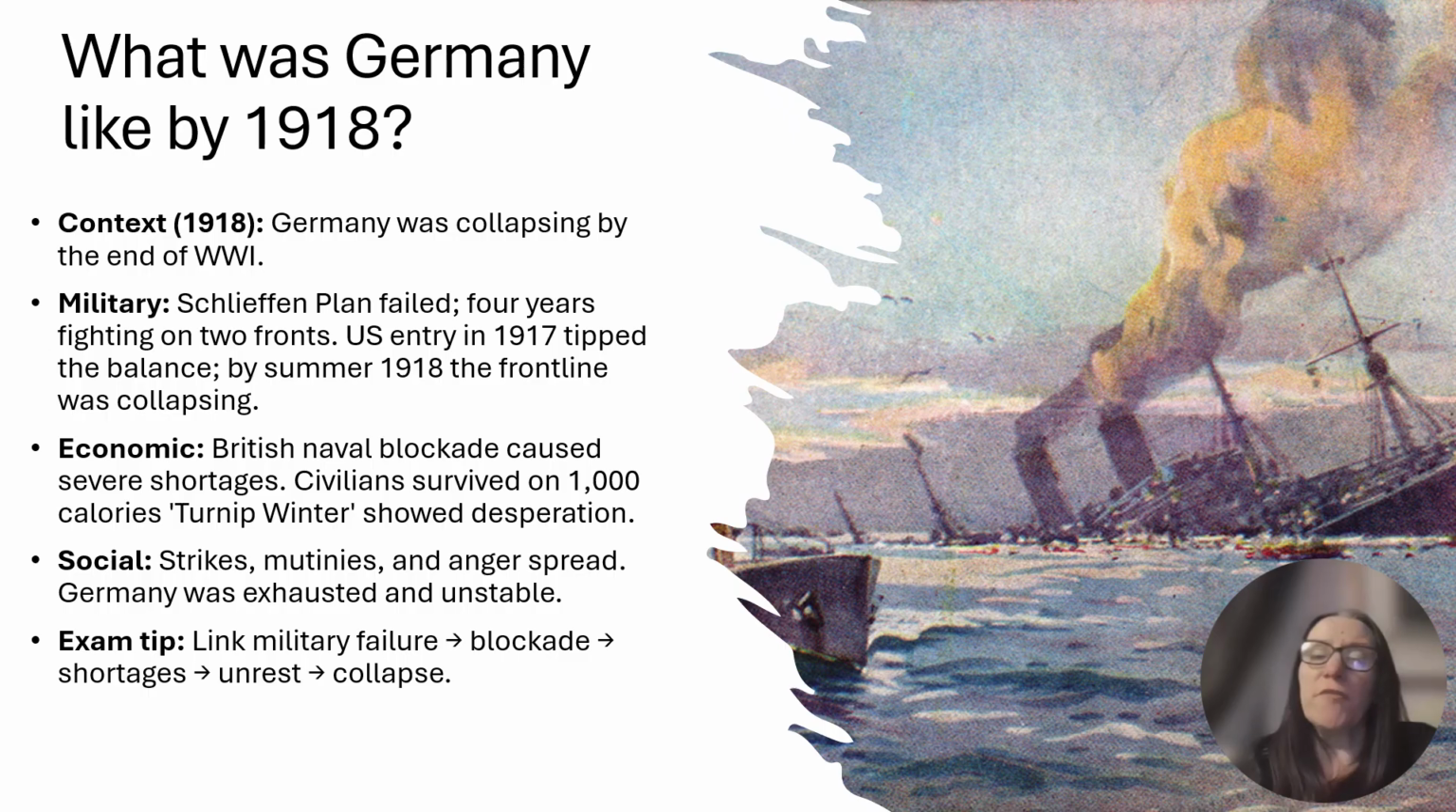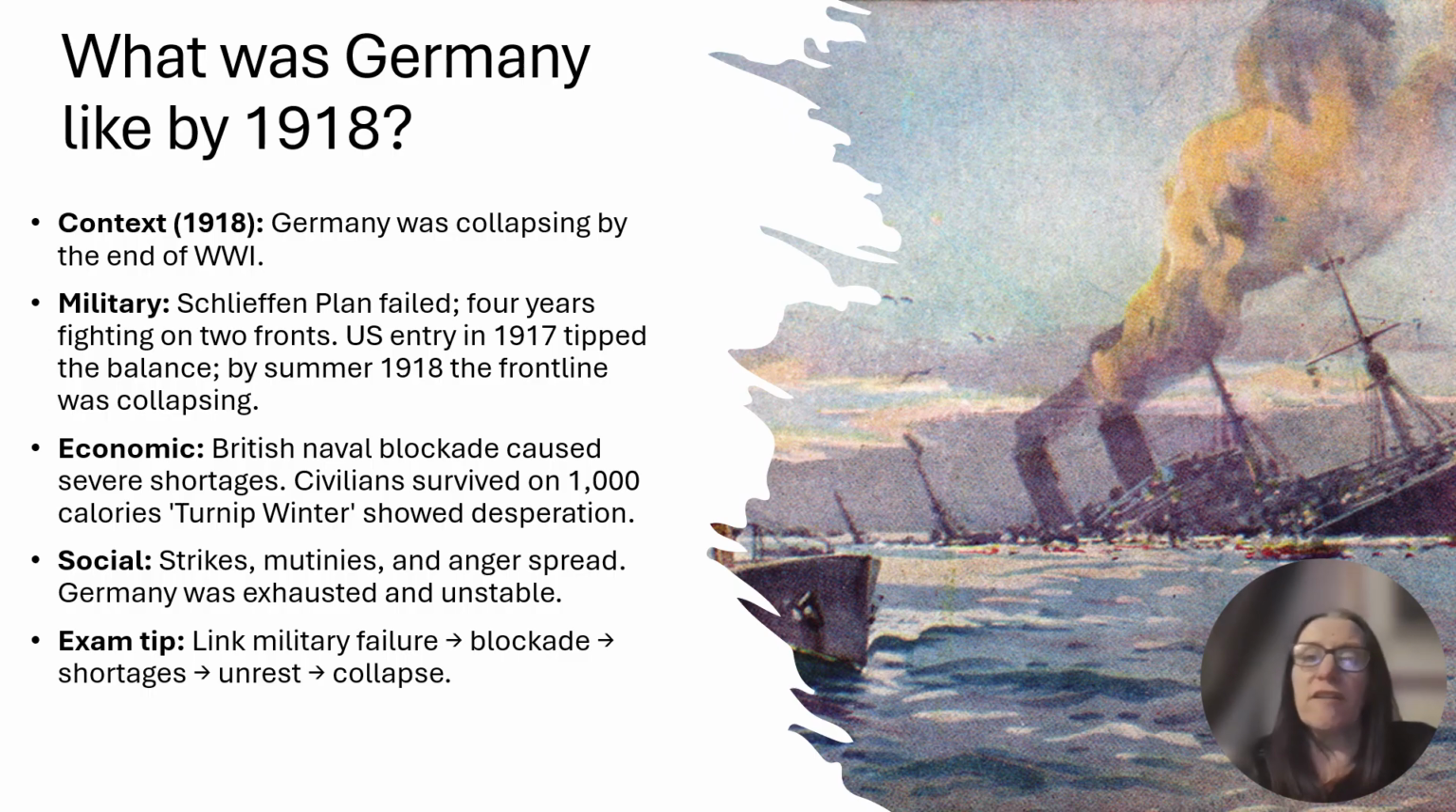Militarily, Germany was finished. The plan at the start of the war, the Schlieffen Plan, was supposed to knock France out quickly. It failed. Germany ended up fighting on 2 fronts, west against France and Britain, and east against Russia, for 4 exhausting years. And then in 1917, America joined the war on the Allied side. Fresh troops, fresh supplies, fresh money. Germany couldn't compete, and by the summer of 1918, the front line was collapsing.